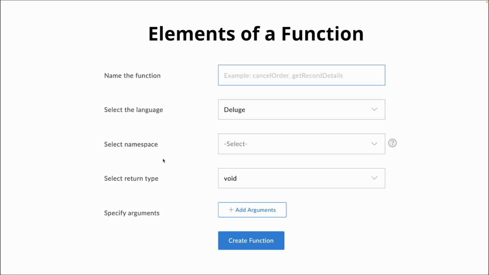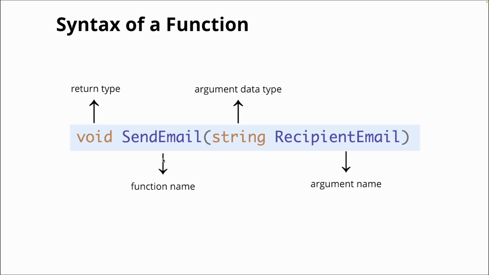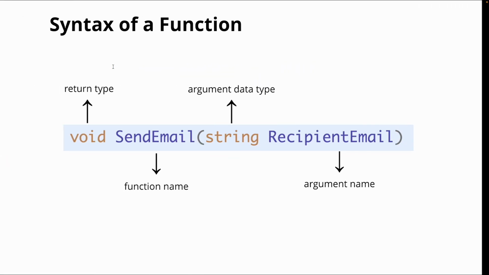We know how to create a custom function. Okay, so these are the basic elements of a custom function, and this is the syntax. Okay, so this is important. The syntax of a function is a bit important. We have to understand what this name represents. So here you can see it is saying void reject and int id. So how does this work? This has to be understood.